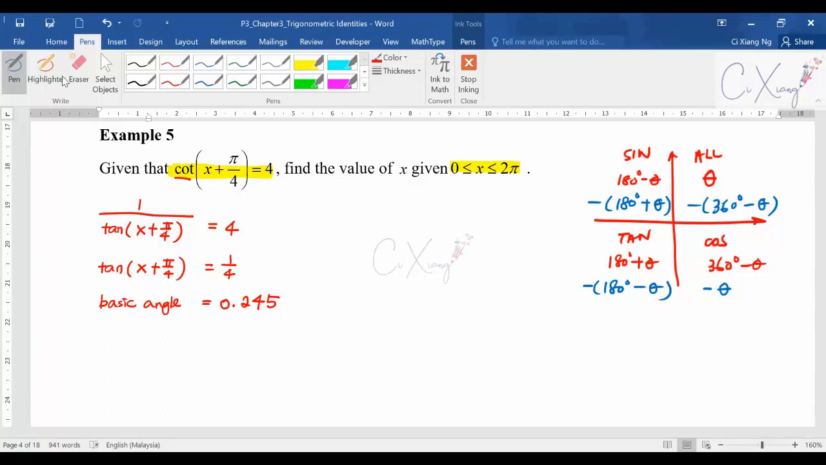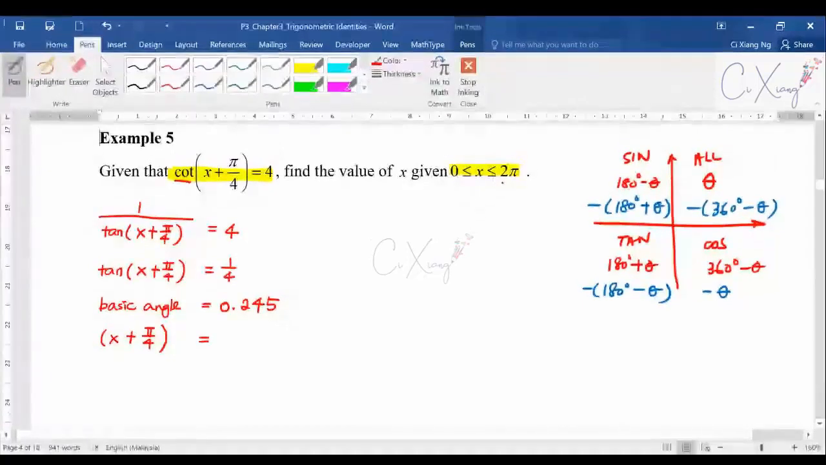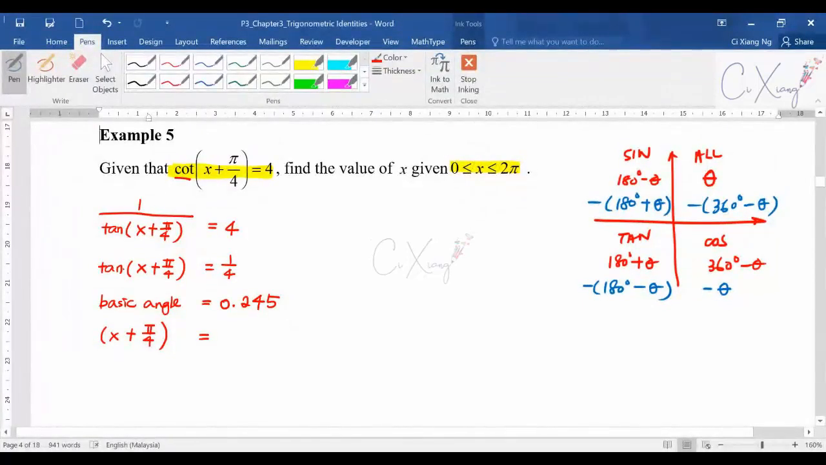Okay, then for the next step, after you take the tangent over, you still have x plus pi over 4, right? So when you go through all the quadrants, you are actually looking for the answer for x plus pi over 4. For this question, they have the answer from 0 until 2 pi. Okay, so I will start now. If I take tangent inverse, it will become 1 over 4. So tangent, I want positive value.